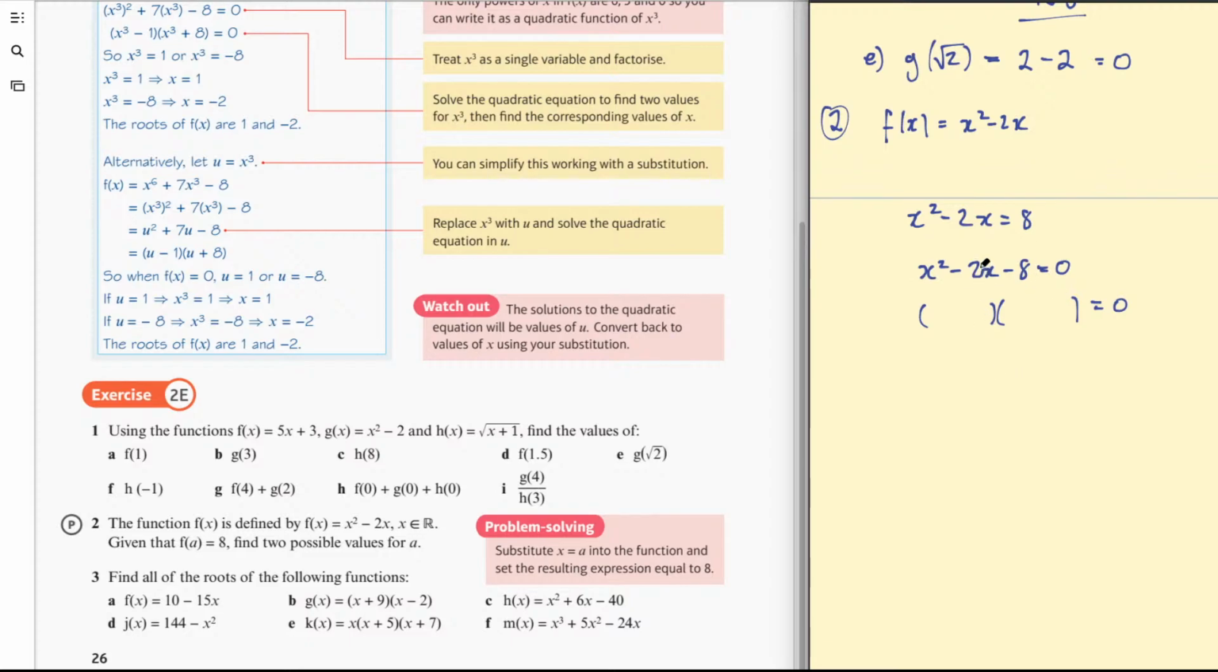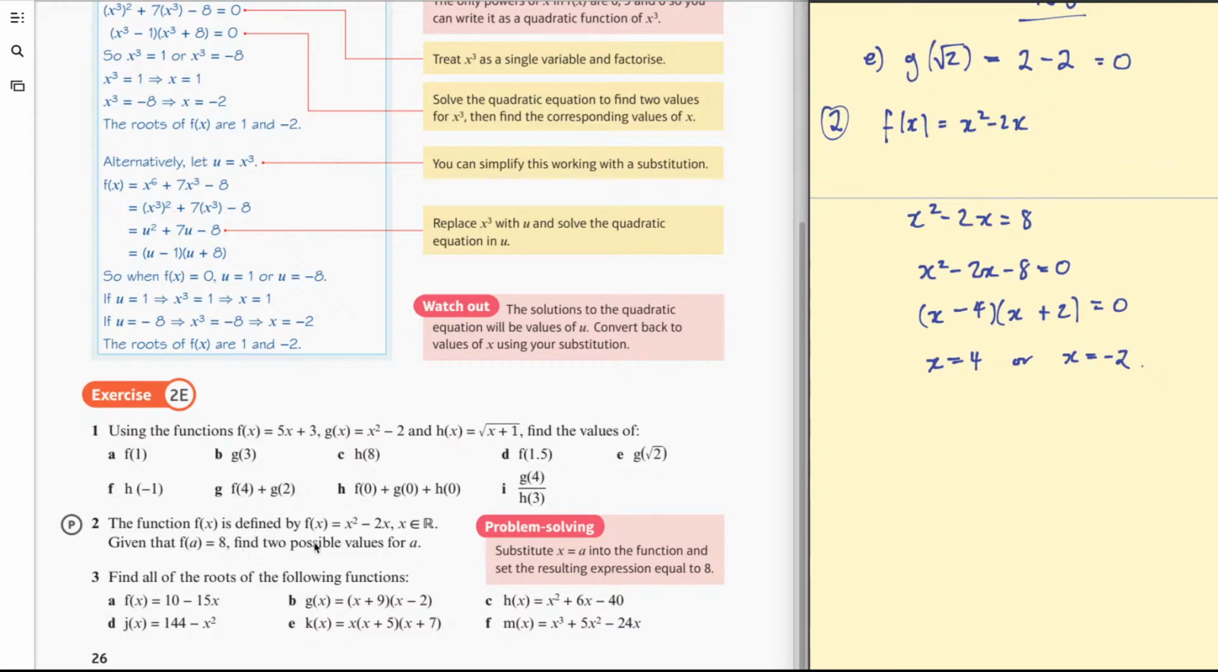Think of factors of 8 that make 2. I'm thinking of 4 and 2. 4 and factors of negative 8, sorry. So if we had a negative 4 and a positive 2, that would expand out to x squared take 2x take 8. And then we have two values of x. So x either equals 4 or x equals negative 2.